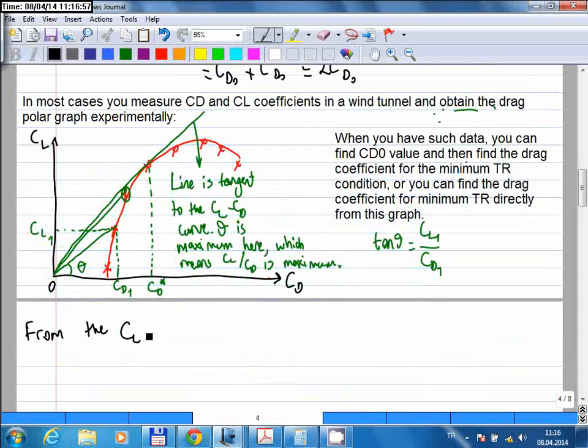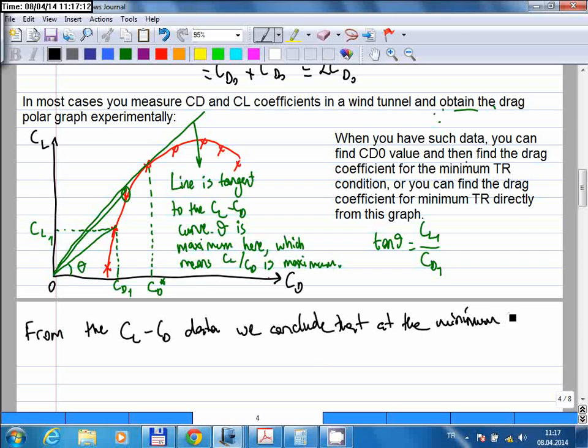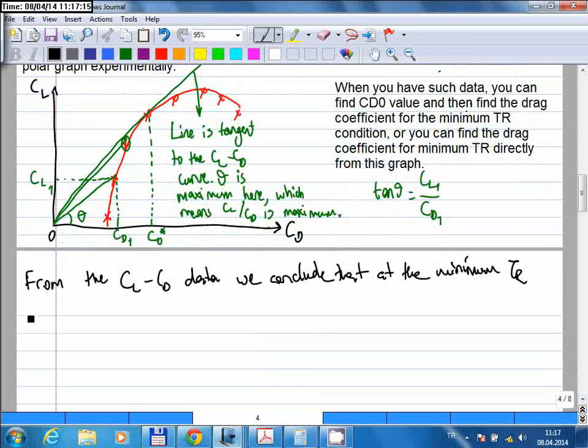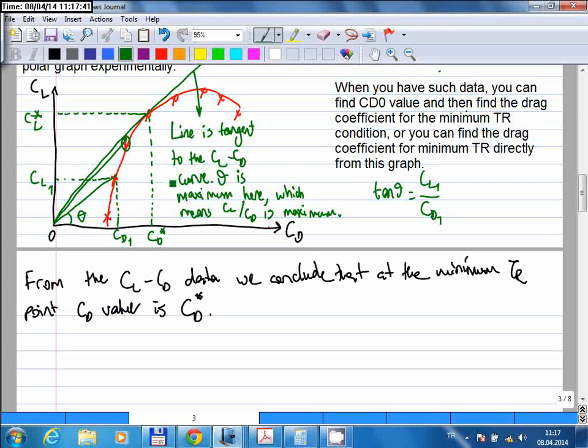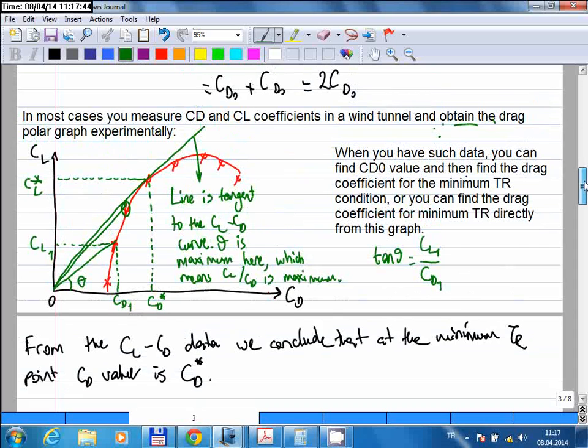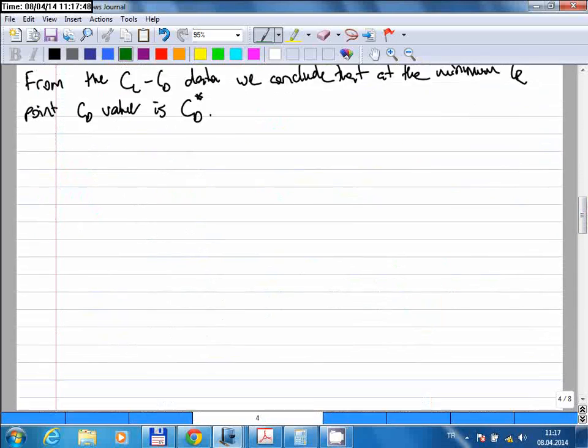So from the CL-CD data, we conclude that at the minimum thrust required point, the CD value is CD star, and naturally the corresponding lift coefficient value can also be found from here, and that is this value here, and this can be called CL star. Good.